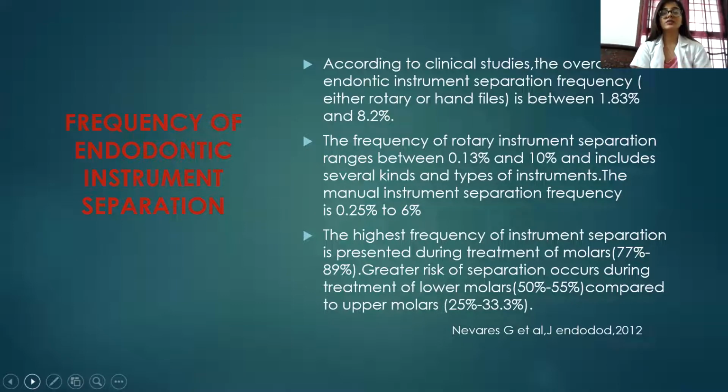Frequency of endodontic instrument separation. According to clinical studies, the overall endodontic instrument separation frequency is between 1.83% to 8.2%. The frequency of rotary instrument separation ranges between 0.13 to 10% and includes several kinds and types of instruments. The manual instrument separation frequency is 0.25 to 6%.